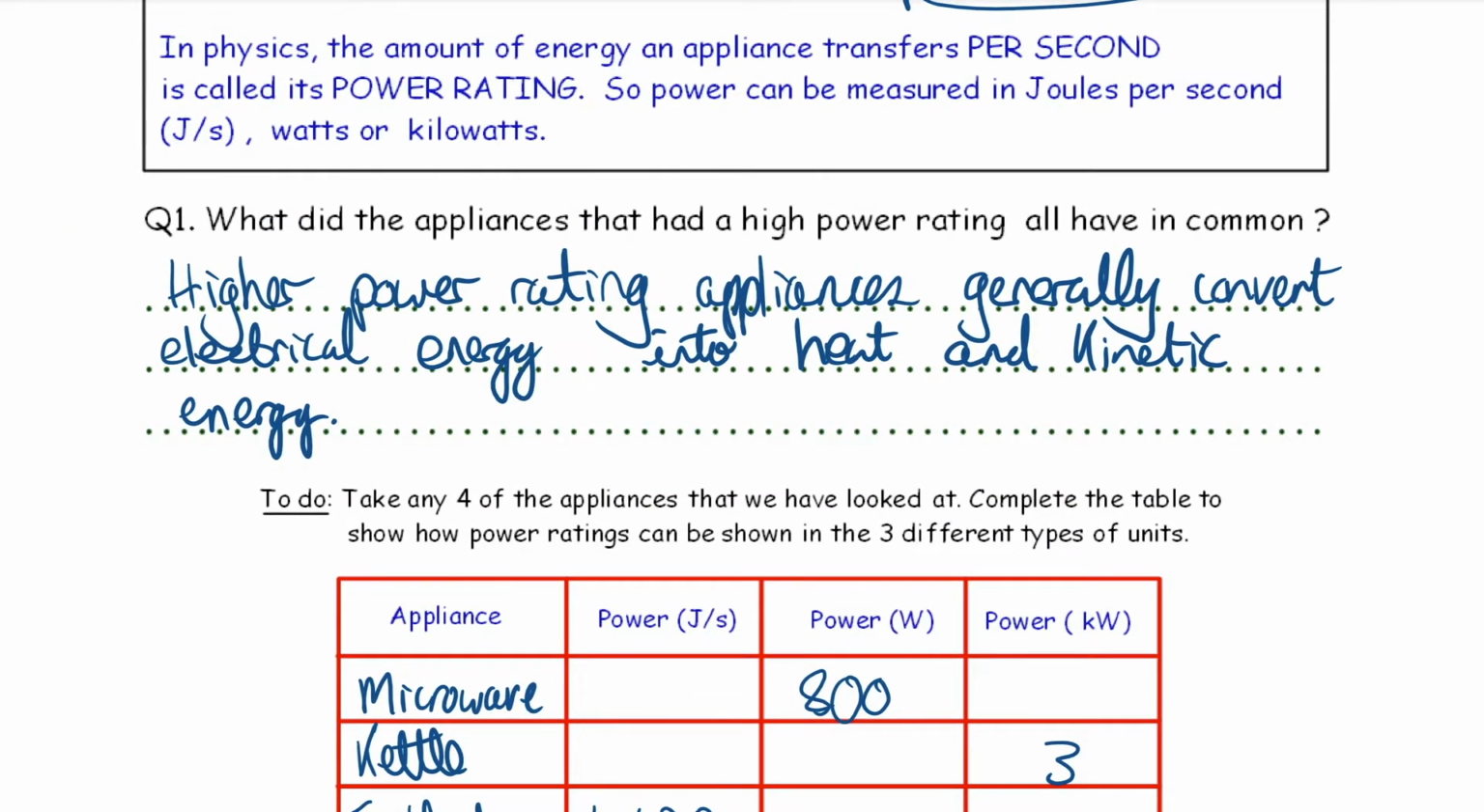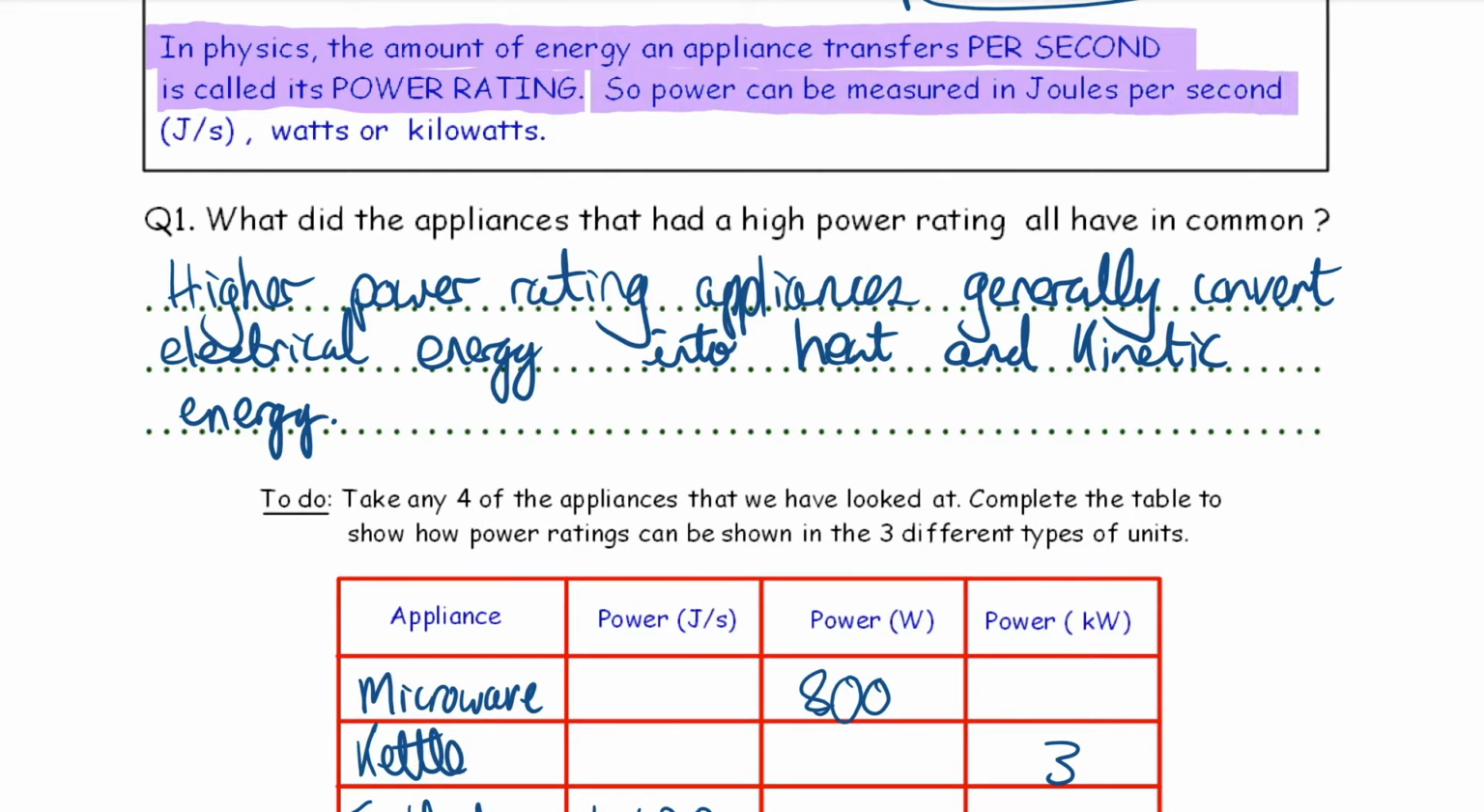Before I do that, let's just go through this here. In physics, the amount of energy an appliance transfers per second is called its power rating. We've already talked about that. So power can be measured in joules per second. Joules per second just means the same thing as watts, the amount of joules transferred per second. It just so happened that physicists agreed to make up a new unit called watts.